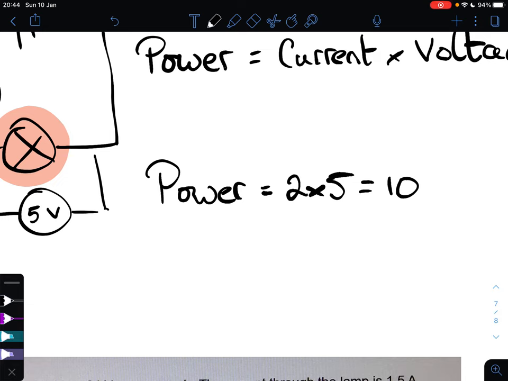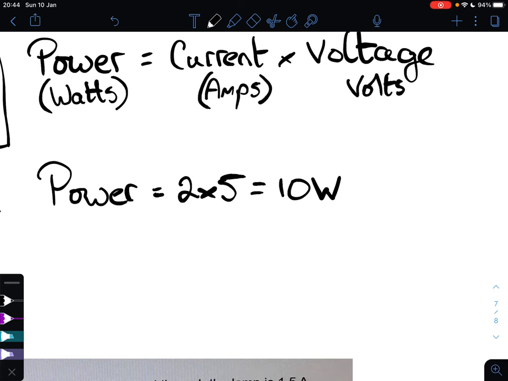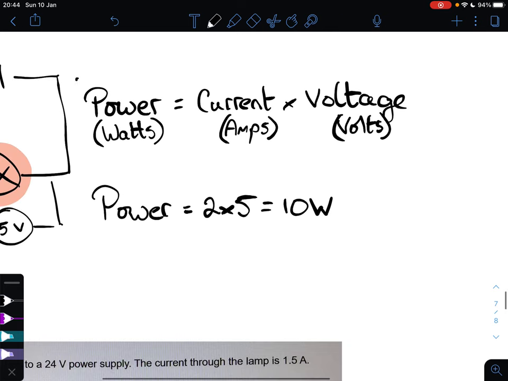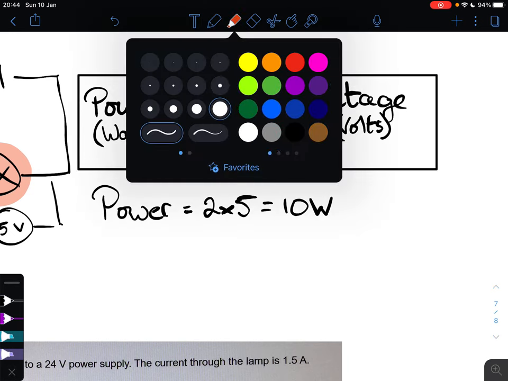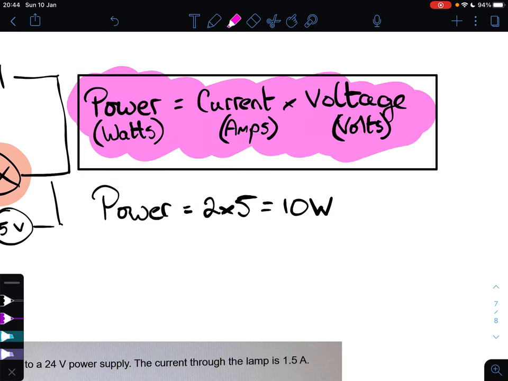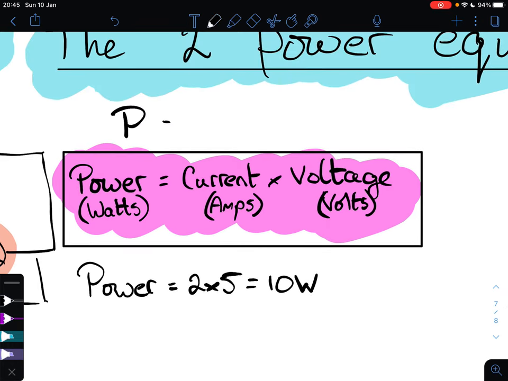A guy called James Watt figured all of this out, so the unit is watts. If we don't want to write the word watts, we can just write a capital W on the end. Current, if you remember, is measured in amps, and voltage is measured in volts. Now this is important, so we'll put this in a rectangle and highlight it in pink as a key point. Algebraically we can write it as P is equal to IV.